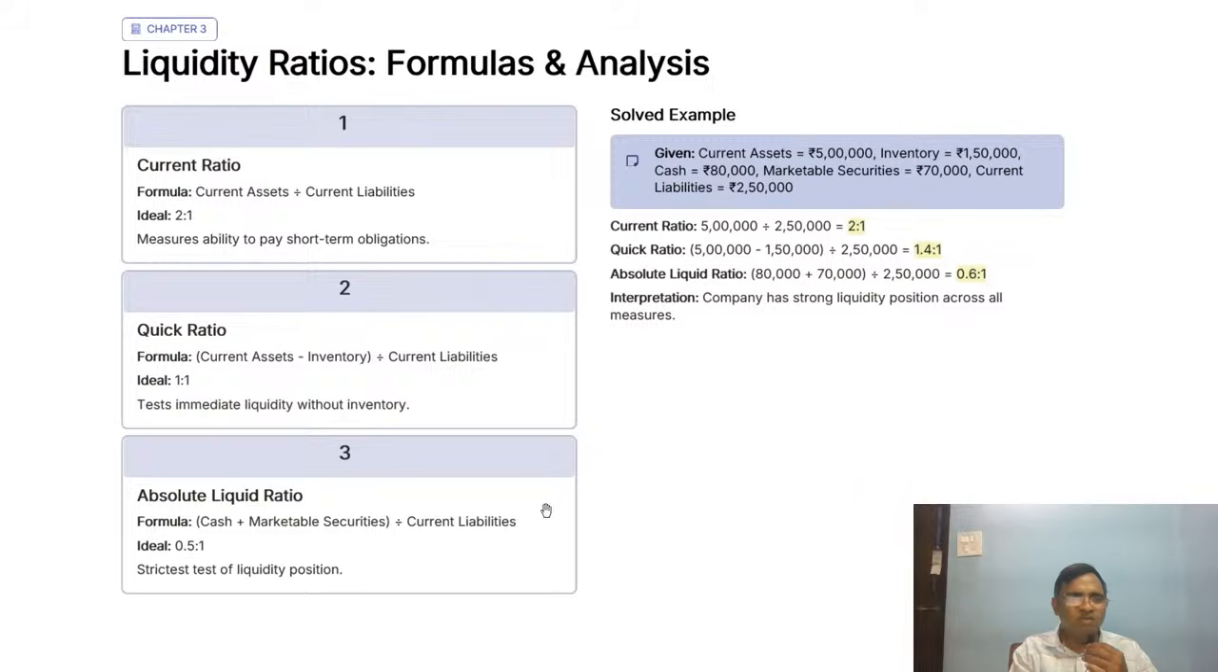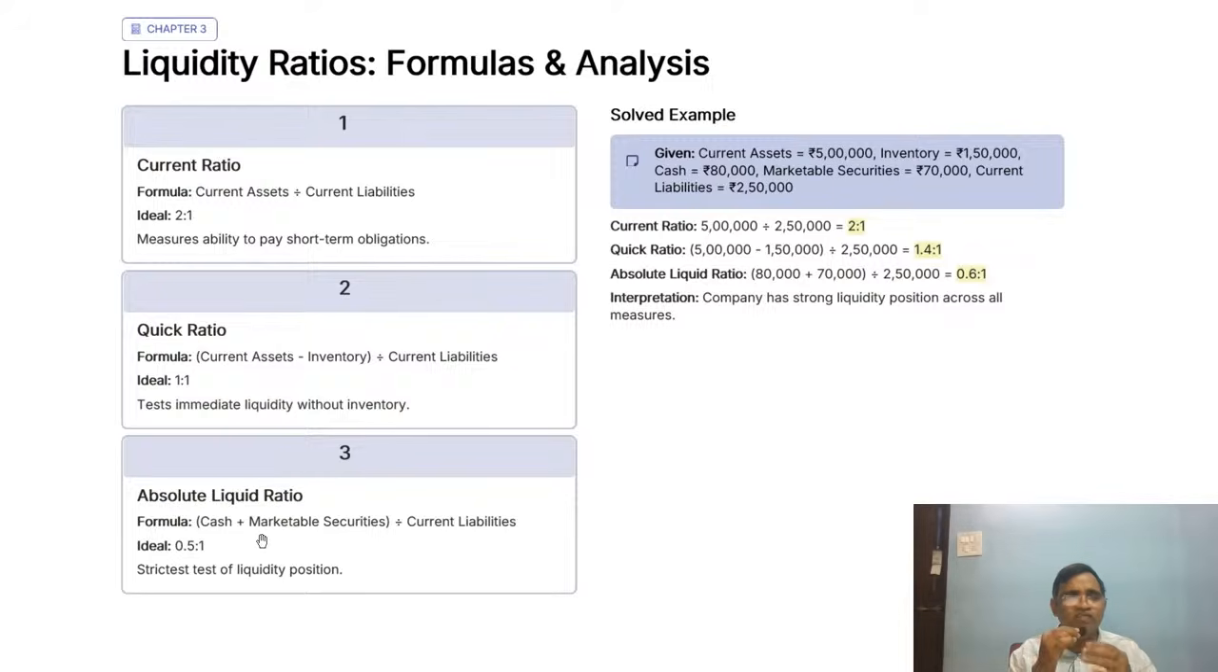The current ratio formula is current assets divided by current liabilities, and the ideal is 2 is to 1. It is the short term measure. Quick ratio is current assets minus inventory divided by current liabilities. It should be 1 is to 1. You get the immediate liquidity without inventory, the absolute liquidity.